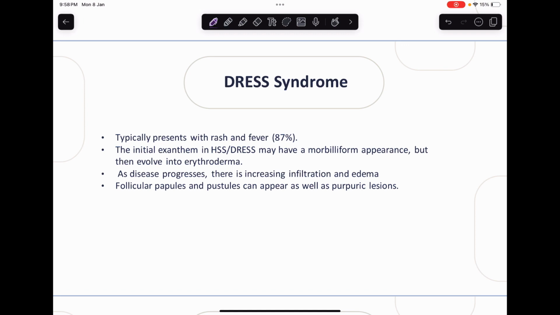Now for DRESS syndrome. DRESS stands for drug reaction with eosinophilia and systemic symptoms. DRESS syndrome is considered a serious drug reaction. There are two important characteristics to know about DRESS syndrome. Number one, they have a long latency period between exposure and onset of the drug reaction, approximately 2 to 8 weeks from exposure to reaction. Second, there will be visceral organ involvement.